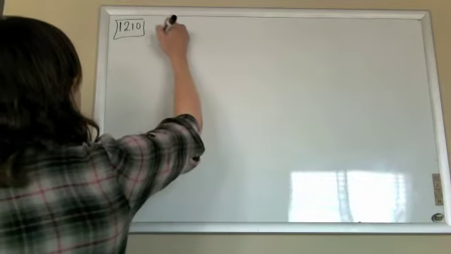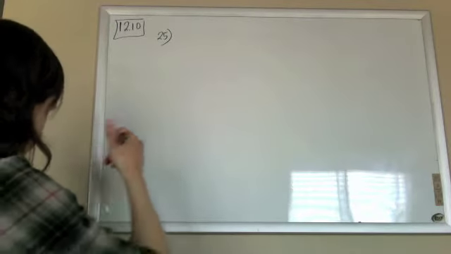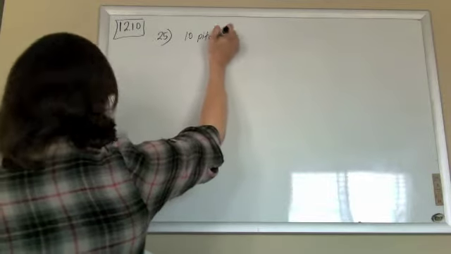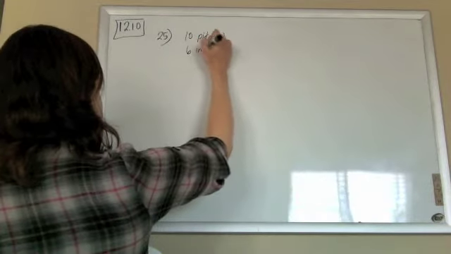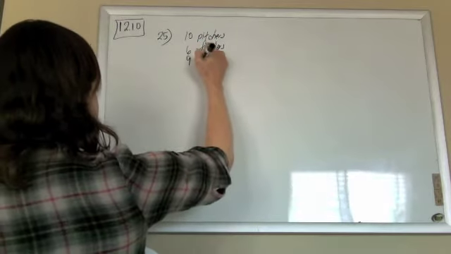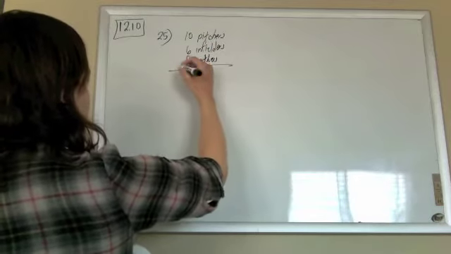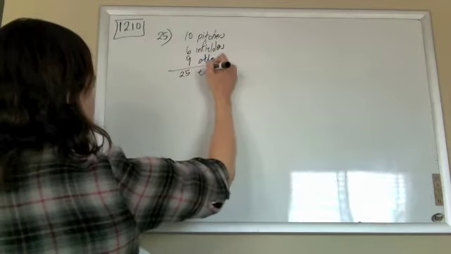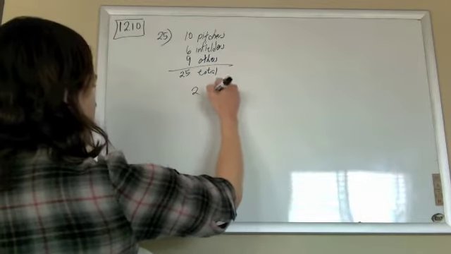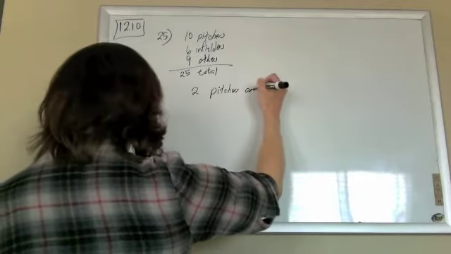25. Let's see, so we have 10 pitchers, 6 infielders, and 9 others, for a grand total of 25. And what we want is 2 pitchers and 1 infielder.